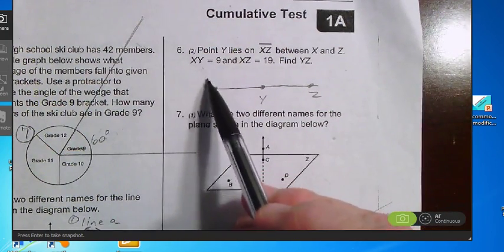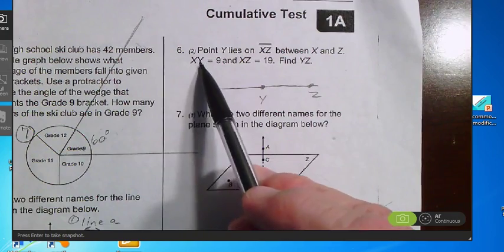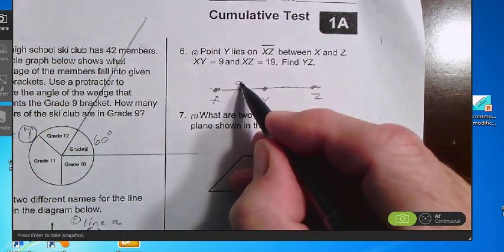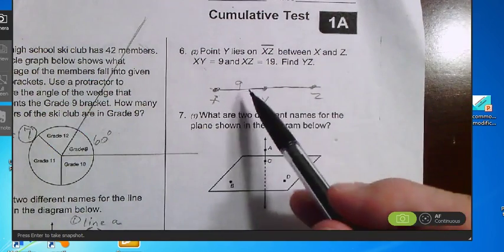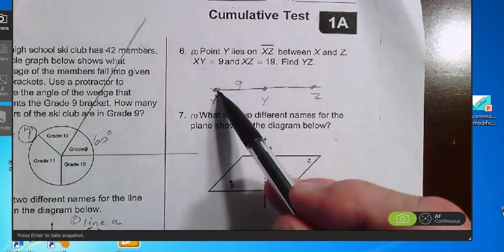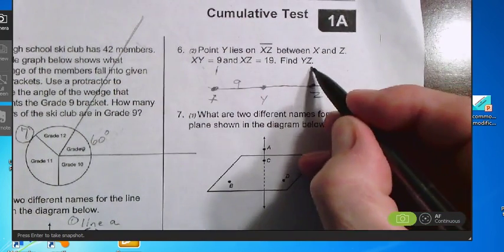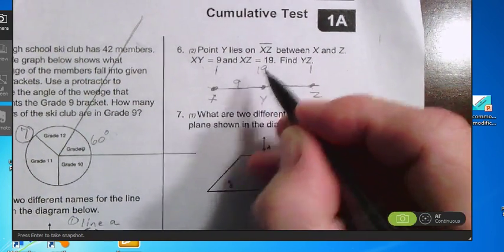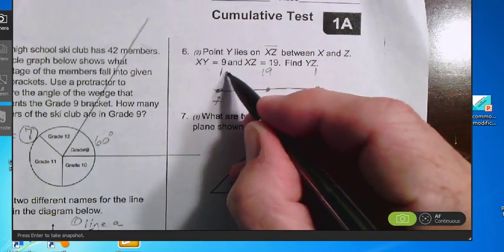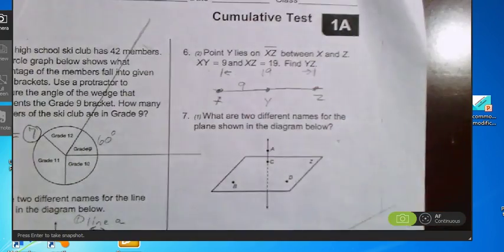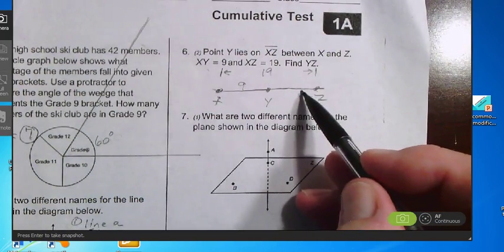Then they give you the fact that XY, this distance, is 9 units. So I'm going to write that in. And then they say XZ, that's this whole distance, is 19. So I'm going to put little brackets up here to show that this whole distance is 19. And you can put arrows if you choose. So we need to find this distance.